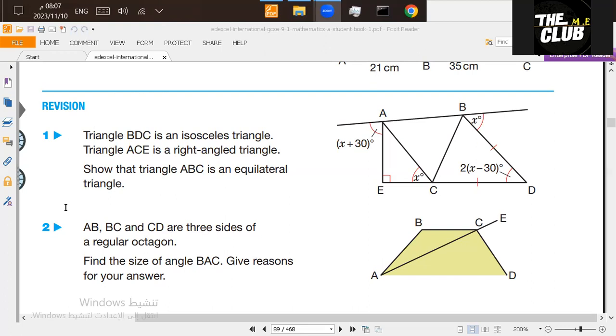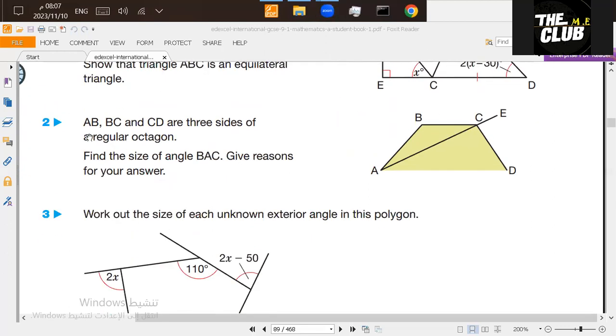Now, for question 2, here AB and BC and CD are three sides. AB, BC, CD. They are three sides of a regular octagon. And we know that octagons have how many sides? They have 8 sides. So n equals what? Equals 8. So I have to write this so I don't forget. Remember. Find the size of angle BAC. Give reasons for your answer. They need BAC.